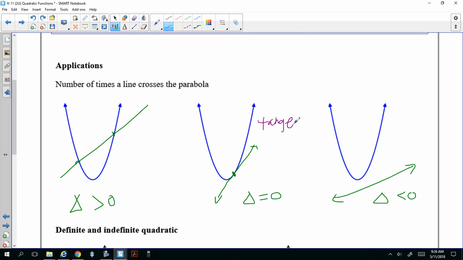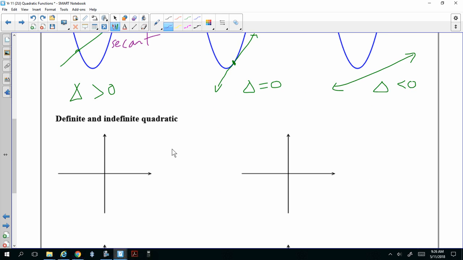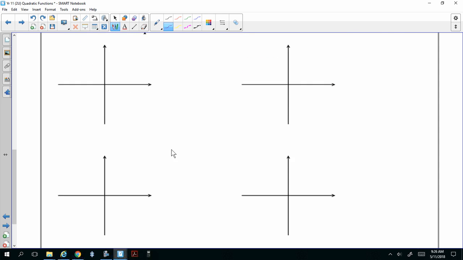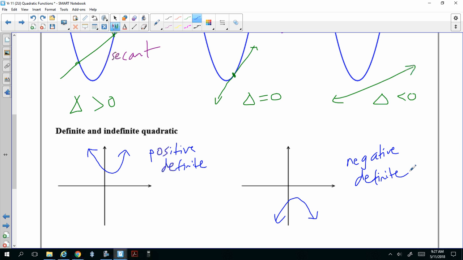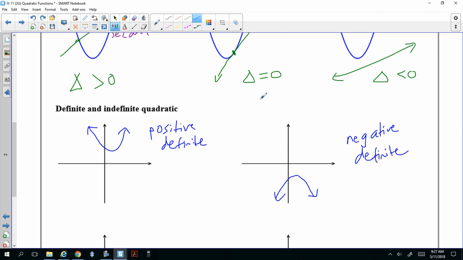Alright, definite, indefinite quadratics. So, how many graphs do I have? Just these. Watch this. If you have something like this, that's positive definite. And if you have this, that's negative definite. Now, there are some conditions for positive definite and negative definite. Positive definite means it has to be concave up, but discriminant will be negative because you have no points of intersection with the x-axis. If it's negative definite, A is negative, but discriminant is still negative. So whenever discriminant is negative, it's one of the definite.